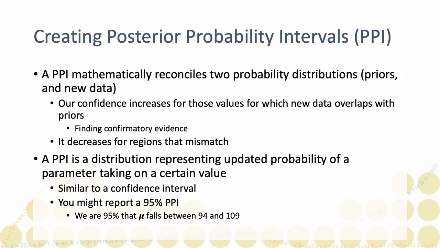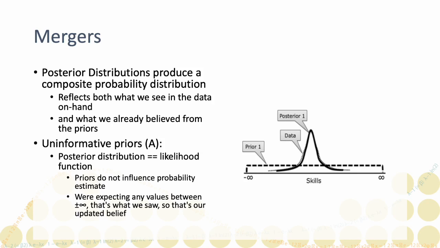So, a PPI is a probability distribution that reflects our updated estimates of the probability of a parameter taking on a certain value. It's kind of like a cross between a confidence interval and one of those parametric distributions we're familiar with, like the standard normal distribution. So you might report a 95% PPI, which would be the segment of the probability distribution on either side of the most likely value and covers 95% of the area under that distribution. The posterior probability function is computed by multiplying them together to produce a composite function.